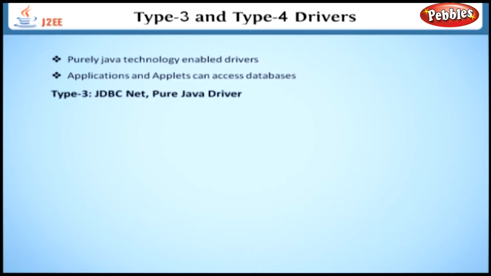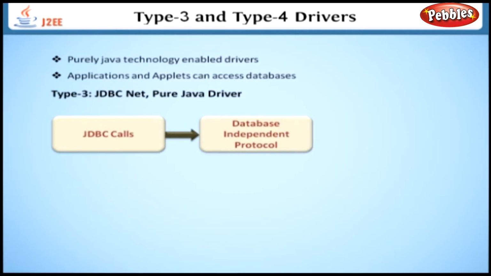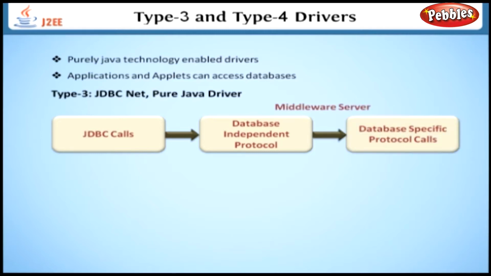Type 3, JDBC-Net Pure Java Driver. A JDBC-Net Pure Java driver, also known as Type 3 driver, translates JDBC API calls into a database-independent net protocol, which is then translated to a database-specific protocol by a middleware server. The middleware server provides connectivity for Java technology-based clients to access many different databases.